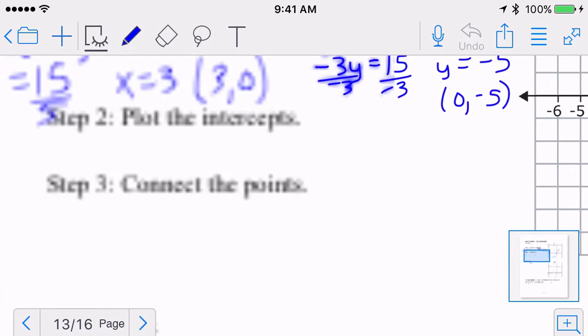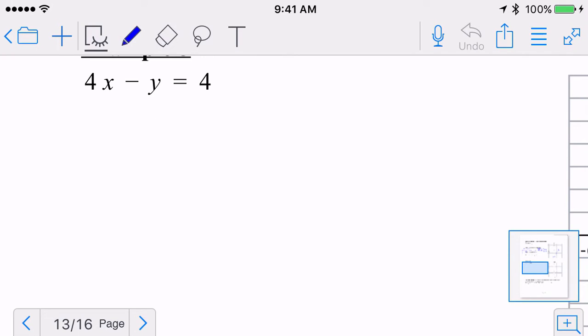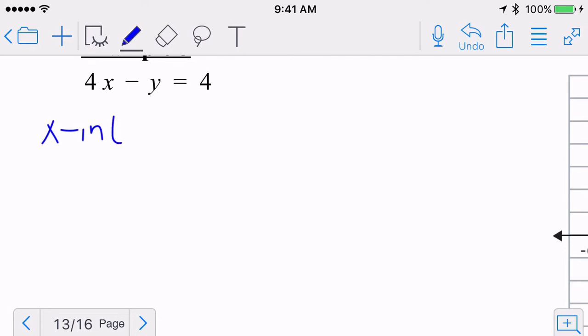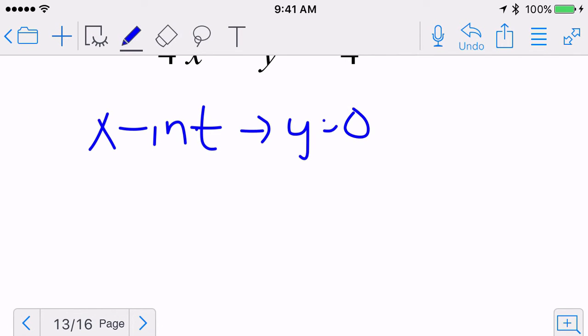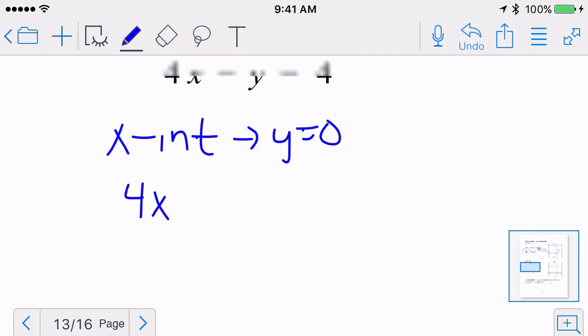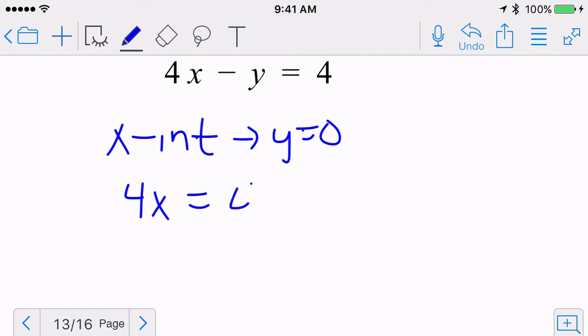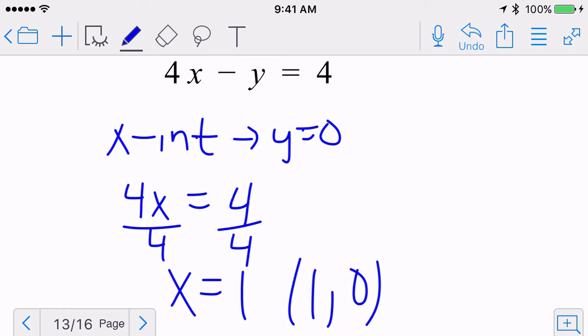All right, next example. We've got 4x minus y equals 4. So let's find our x-intercept. And we know that that means y is equal to 0. So what we're going to have is 4x. And the y part will be gone, so it'll just be 4x equals 4. Divided by 4. That gives us x is 1, which would be (1, 0) for our x-intercept.